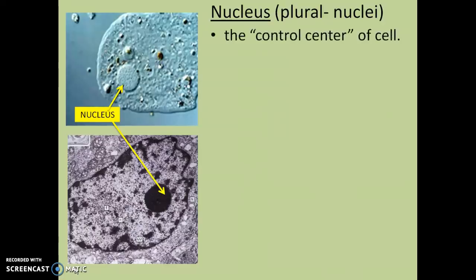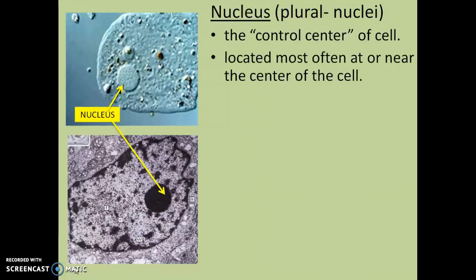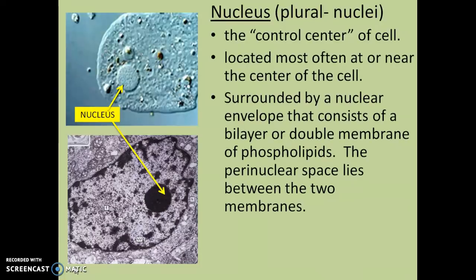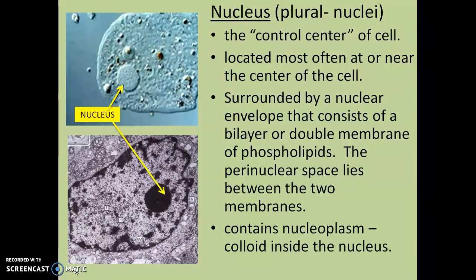So once again, our nucleus, that's where we're going to go next. The plural, if you have more than one nucleus, it'd be nuclei. And we learned it back a long time ago as the control center of the cell. It's located most often at or near the center of the cell, and it's surrounded by a nuclear envelope. So the nucleus has its own membrane, and it has a bilayer or double membrane of phospholipids as well. There's also perinuclear space between those two membranes, which you guys saw on your diagrams. The nucleus contains the nucleoplasm, which is the colloid, very similar to the cytoplasm, but it's inside the nucleus instead of outside.